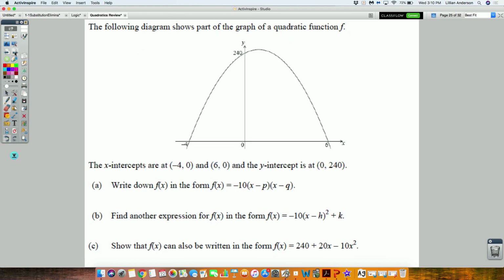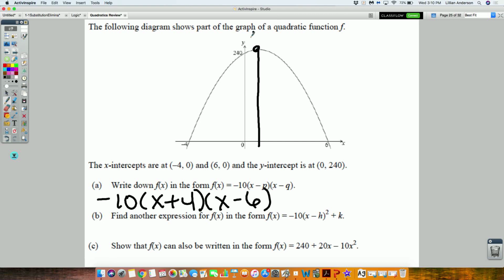Good. Second to last one. You had to write it down in that particular form. So that would have been negative 10, x plus 4, x minus 6. You could have had the x minus 6 first and then the plus 4 second. Doesn't matter. Then you had to find another expression in that particular form. So you had to find the vertex. The x-coordinate of the vertex is 1. So it's the halfway point between negative 4 and 6, correct? Okay? And I'm going to plug 1 into the x-intercept form, so that's 5, that's negative 5. So 250.